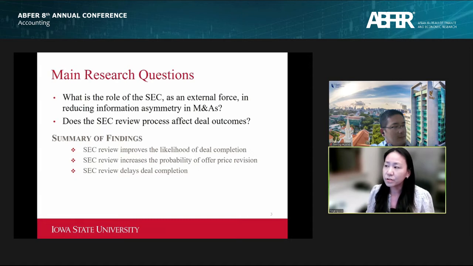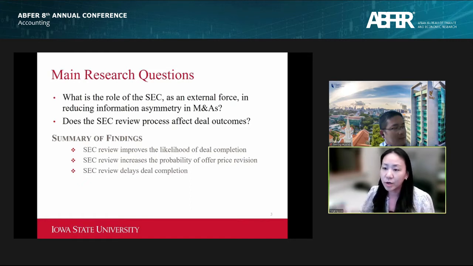Our main research questions are two very straightforward questions. What is the role the SEC plays as an external force or regulator in terms of reducing information asymmetry in this particular setting? And does the SEC review process affect deal outcomes in a positive way, or maybe in a negative way?